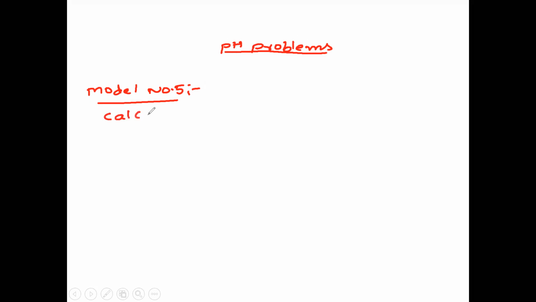Calculate the pH of 0.01 molarity sulfuric acid solution. So they're asking us to calculate the pH of 0.01 molarity sulfuric acid solution. These types of questions are important. I'll do the solution with a blue pen. So let us see. I'm not giving options. So straight away I'm doing the solution.